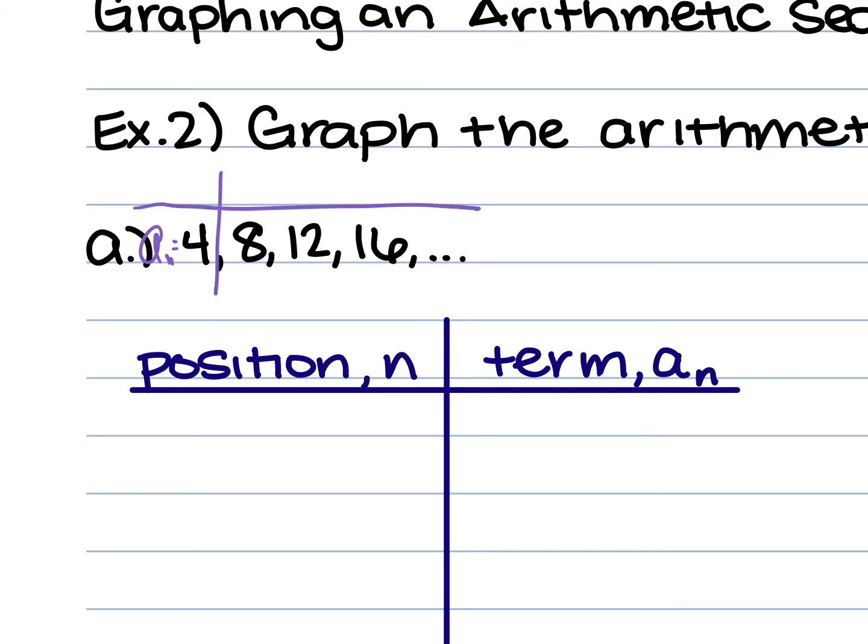Now we have corresponding x values, which are the position. So 4 is what term? First, second, third, fourth? It's the first term. It's the first number that was given. So my x value here would be 1. My y value is 4. So this point is 1, 4.